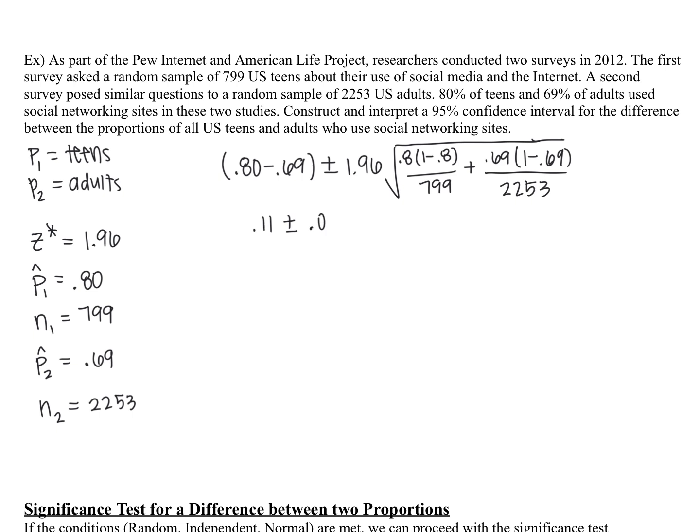So it becomes 0.0337. So then I do 0.11 minus that number and then 0.11 plus, and that will give me the confidence interval 0.0763 to 0.1437. And the last step is to write our sentence.